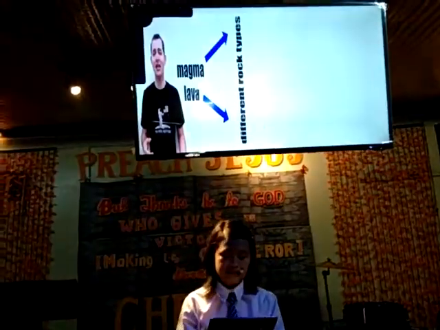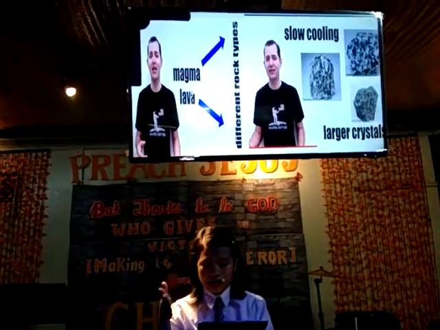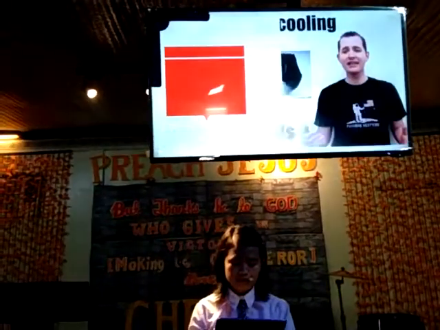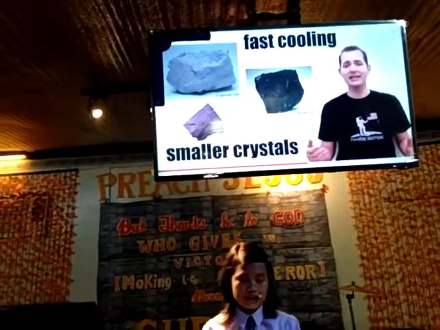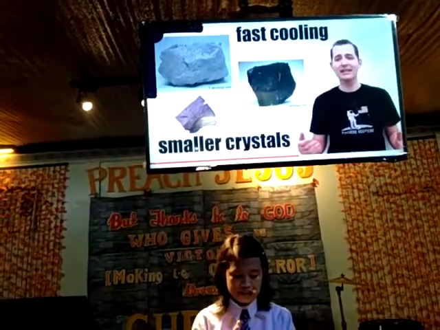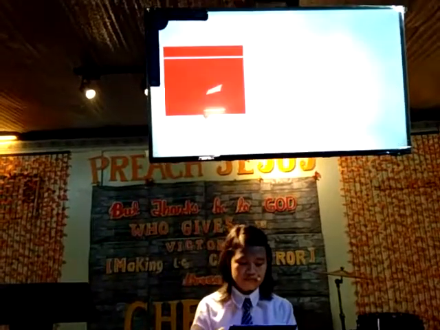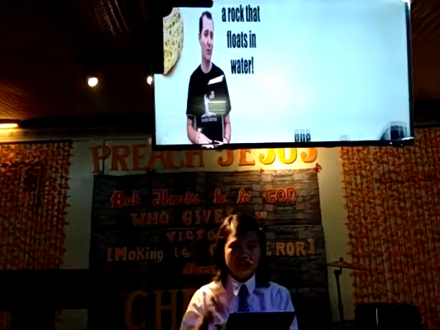Magma, lava, different rock types. Slow cooling and larger crystals. Fast cooling, smaller crystals. Again, slow cooling, bigger crystals or larger crystals. And fast cooling, smaller crystals. A rock that floats in water. One giant crystal.